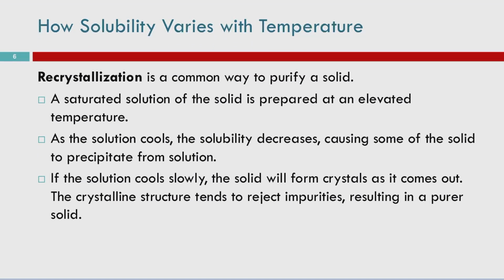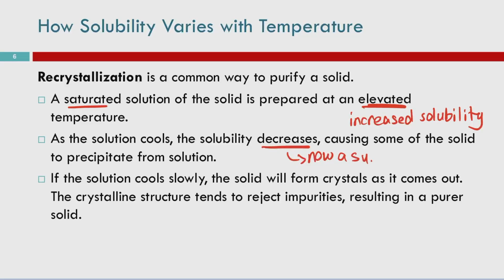You can take advantage of the way that solubility varies with temperature to do recrystallization. That's what we did in the alum lab, or one of the things that we did in the alum lab. So you create a saturated solution at an elevated temperature. At an elevated temperature, we're going to have an increased solubility. And then, to get the recrystallization part to happen, you let the solution cool down. The solubility decreases, and that makes it a supersaturated solution.